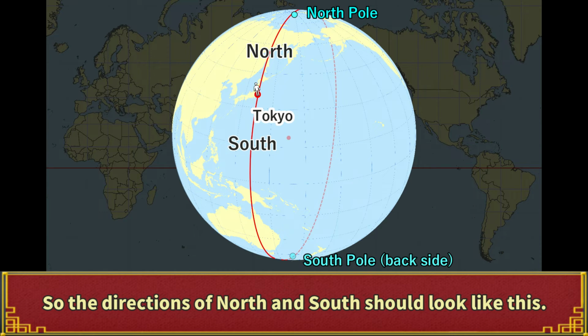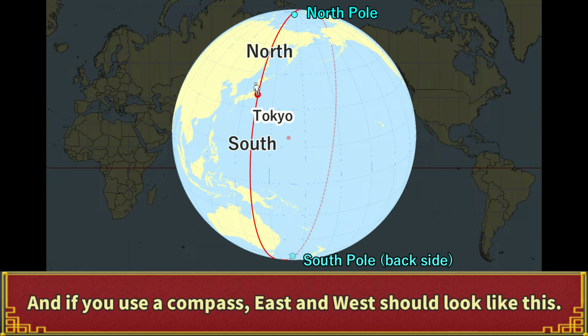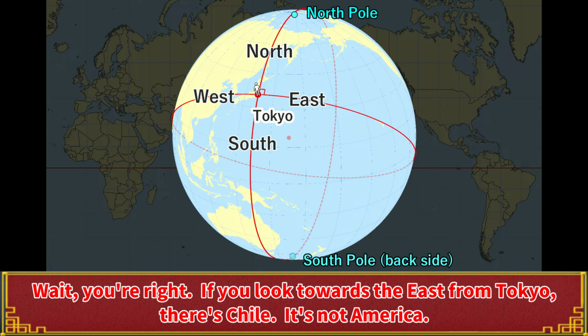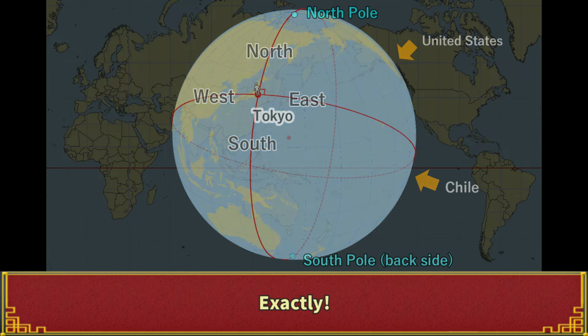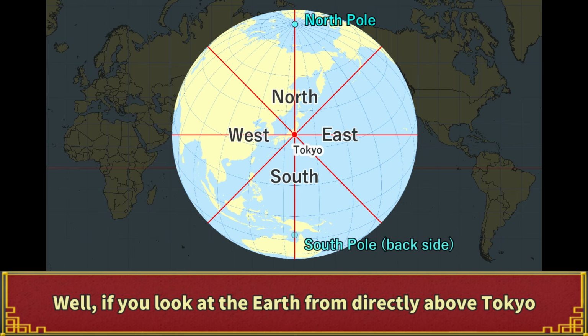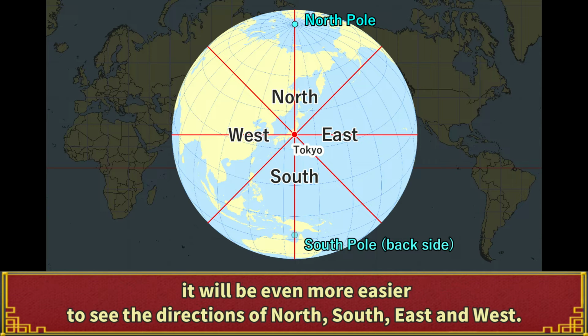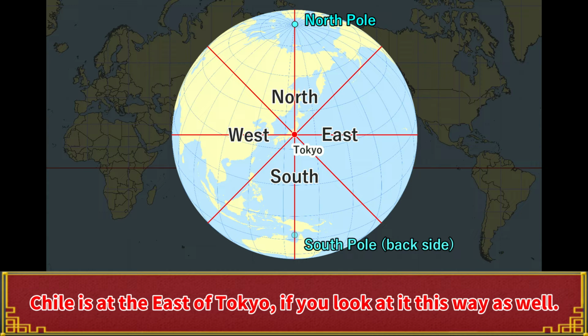Right, so the directions of north and south should look like this. Yup. And if you use a compass, east and west should look like this. Wait, you're right. If you look towards the east from Tokyo, there's Chile. It's not America. Exactly. Well, if you look at the Earth from directly above Tokyo, it will be even easier to see the directions of north, south, east, and west. Chile is at the east of Tokyo if you look at it this way as well.